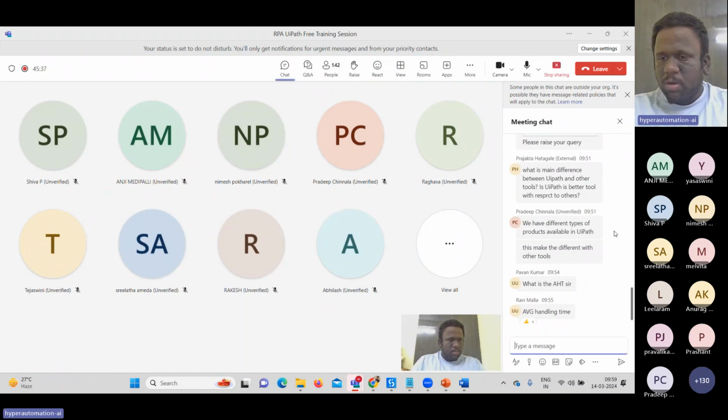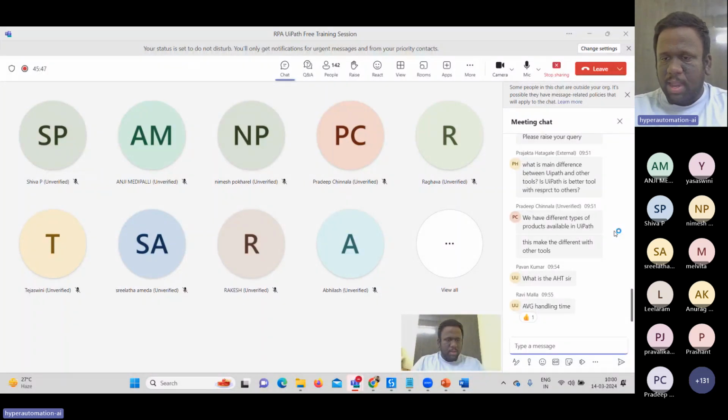What are the different types of products available? You can have that session tomorrow, where Pradeep will be talking at a very high level about what all the products we have in UiPath. So AHT is nothing but average handling time. The time taken to complete each transaction, we call it AHT.